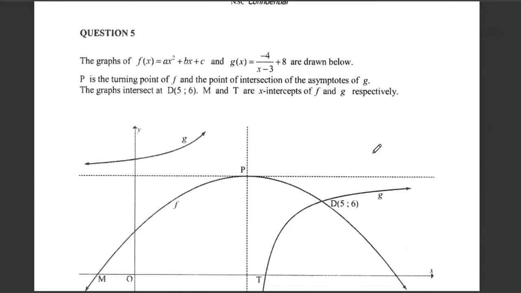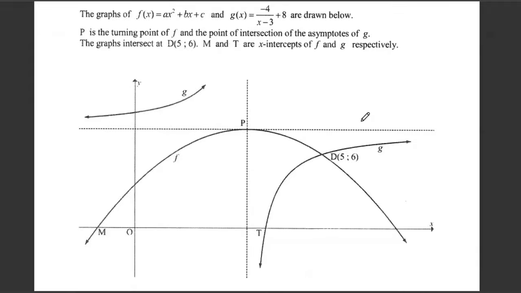All right, question number 5. They're telling us that the graphs of f of x, which we know is a parabola, and g of x, which is a hyperbola, are drawn. P is a turning point of f and the point of intersection of the asymptotes of g. The graphs intersect at this point. M and T are the x-intercepts of f and g respectively.